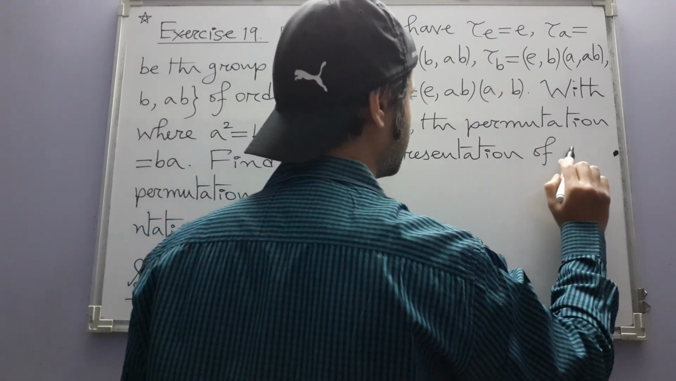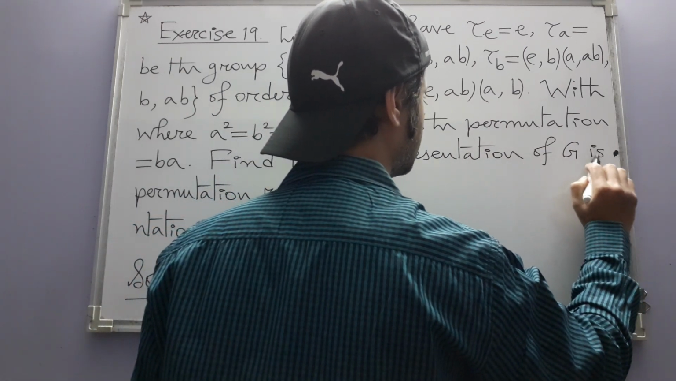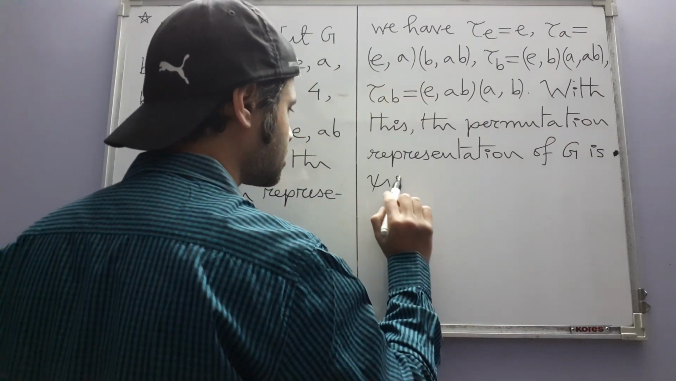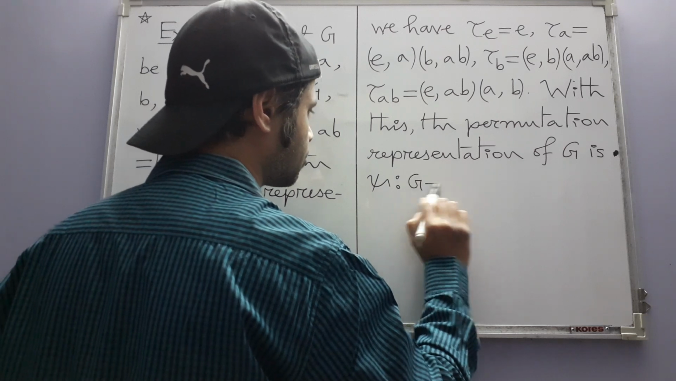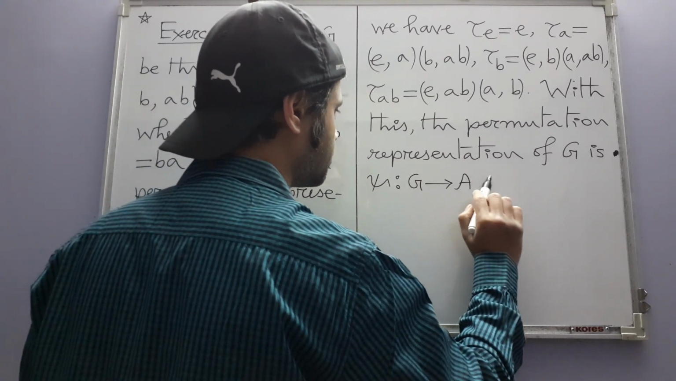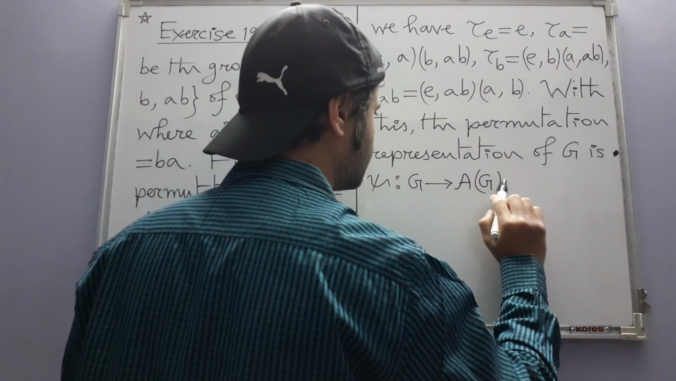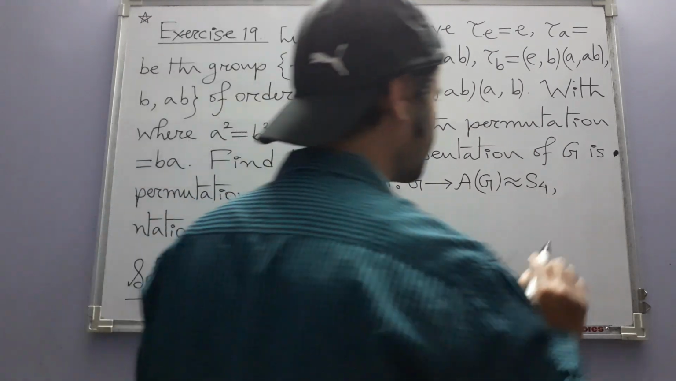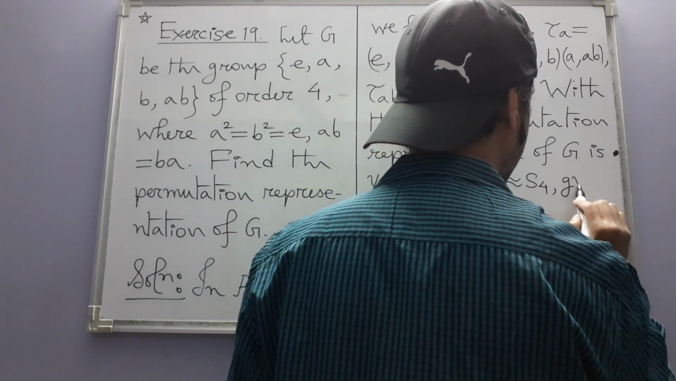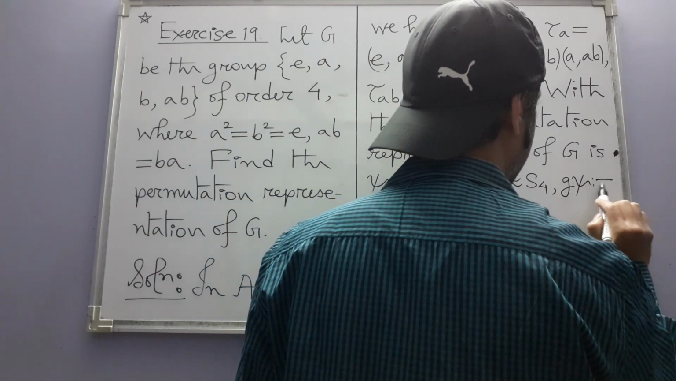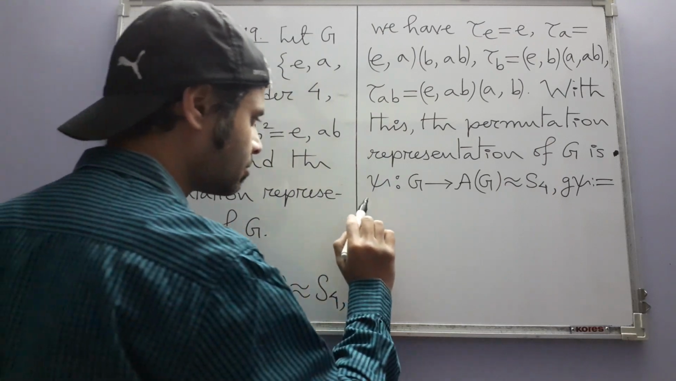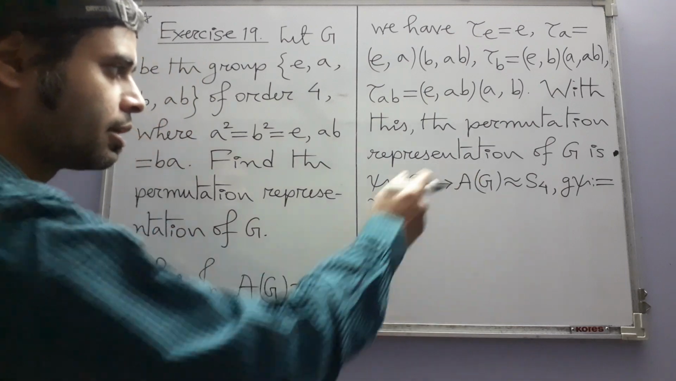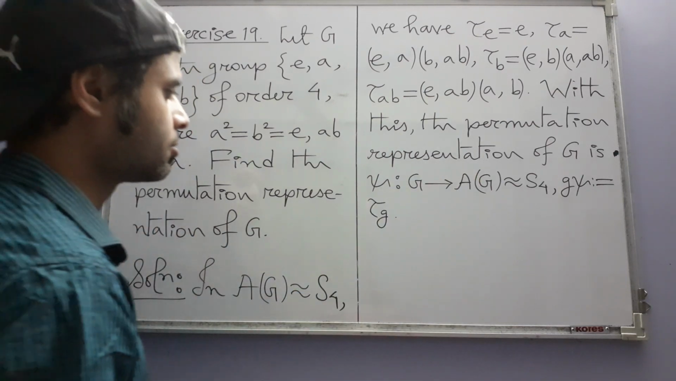With this, the permutation representation of G is this function, this map psi from G into A of G, which is isomorphic to S4, such that psi sends the group element g to the function tau g, which is a bijection and is an element here, and that is the solution.